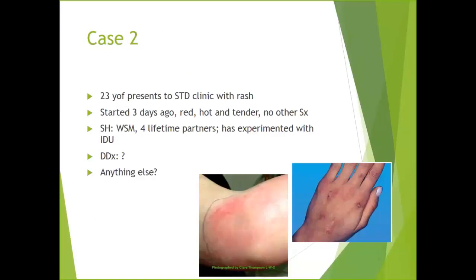It started about 3 days ago. It's red, hot. Her elbow's kind of tender. That's what she really wants you to look at. But you also notice on her hands that she's got some little funny-looking lesions there, some little dried sort of eschars. She admits to being a woman who has sex with men. She's had 4 lifetime partners. She has experimented with injection drug use.